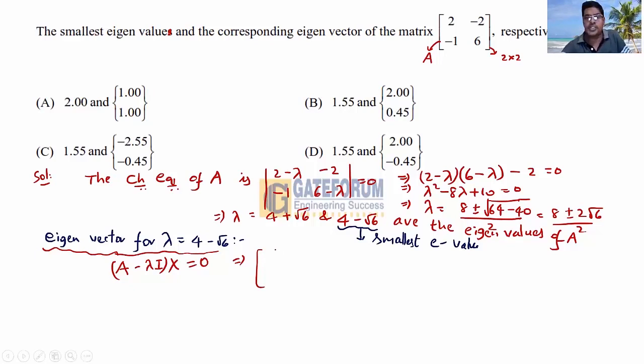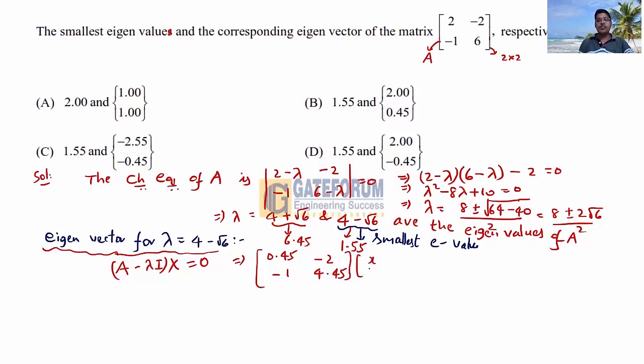It is better as all options are given in decimal representation. So the 4 minus root 6 value: root 4 is 2, root 9 is 3, so root 6 lies between 2 and 3. So the lambda value is 1.55 after simplifying into decimal representation, and this is 6.45. So subtract 1.55 from the diagonal elements of the 2 by 2 matrix only. So 2 minus 1.55 becomes 0.45, because 4 minus root 6 is 1.55, then minus 2, minus 1, and this is 4.45.